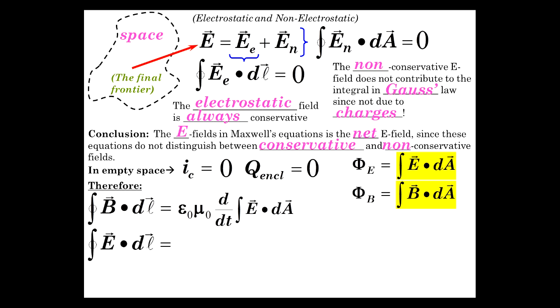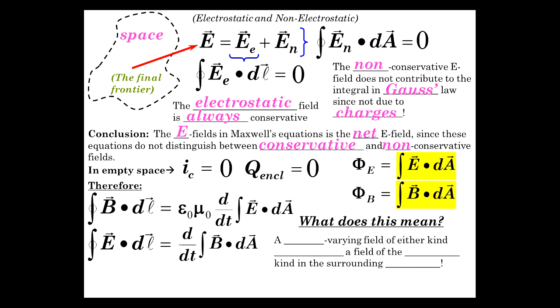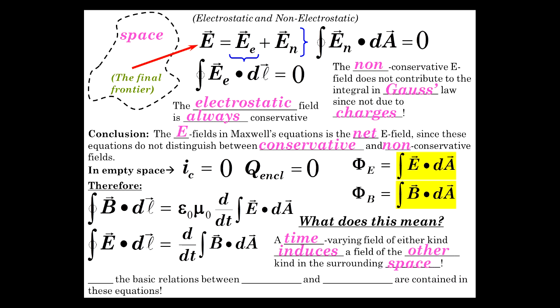And the closed integral of E dot dL, Faraday's law, which is only non-zero for a non-electrostatic E field. It's the minus d phi sub B dt, and phi sub B is integral of B dot dA, so there it is. Now, what does this mean? Profoundly, what this means is that a time-varying field of either kind, electric or magnetic, induces a field of the opposite kind in the surrounding empty space. And that truly is a profound discovery. And in these expressions, all the basic relations between fields and sources are described.